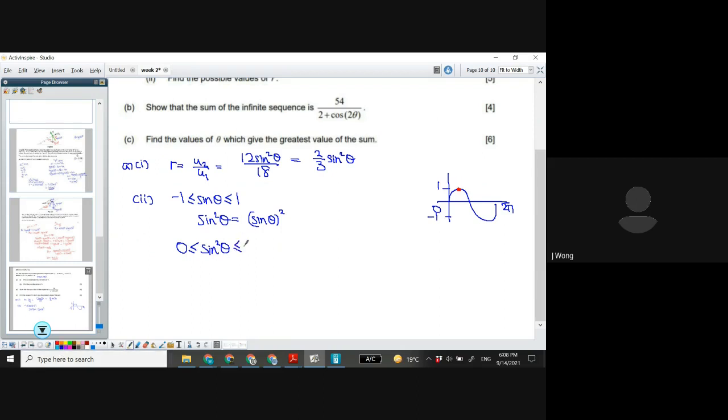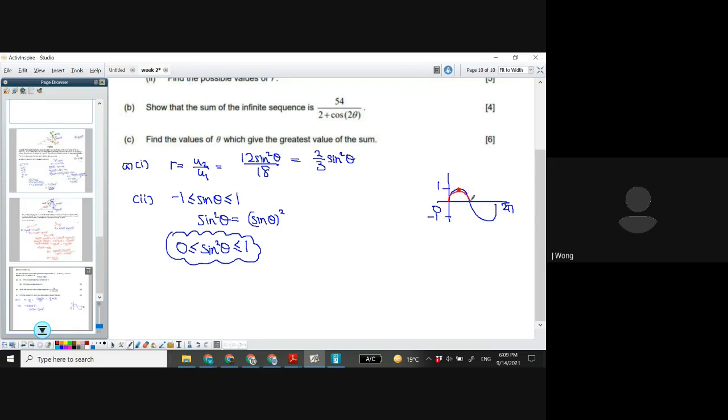So that's why we need to know that sine squared theta, in terms of the range, is going to be in between 0 and 1. If you're interested in the graph, it sort of looks like that. It's not exactly identical to sine theta, that fluctuation, but I'm just going to draw it that way.